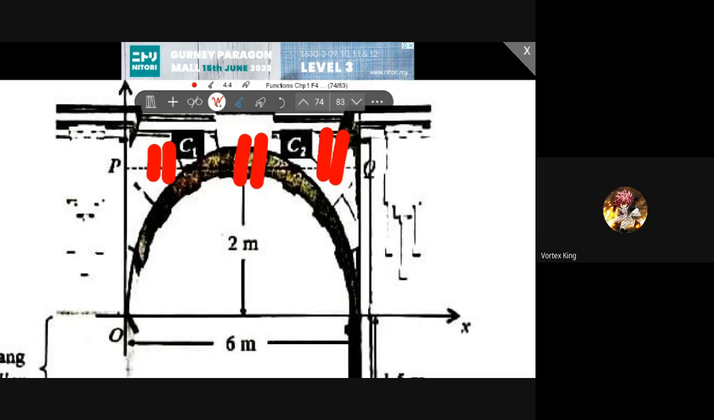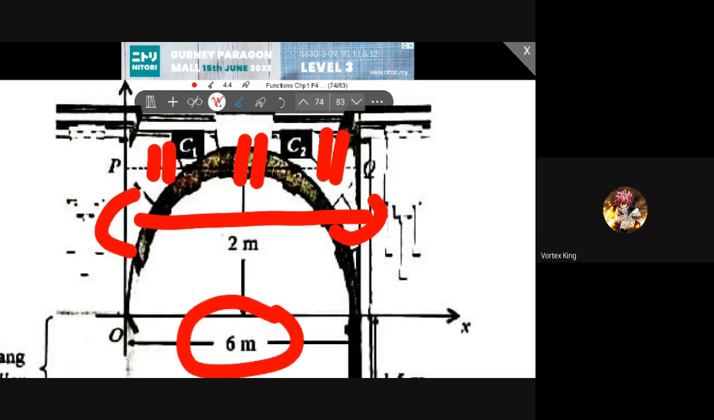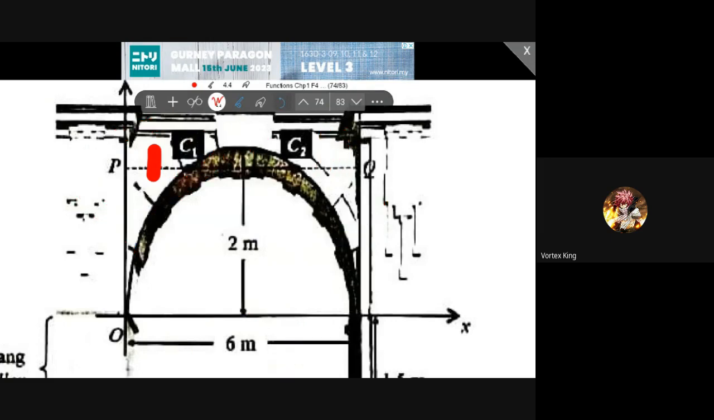Yes, correct. P to Q. Ini panjang, 6 meter. Soalan dah beri. The question I did give you a 6 meter. So now you have to find what is the length of PC1. So can you tell what's the length of PC1? Apa jarak antara PC1? Kalau semua jarak dia sama. Yes, that's what Sugan said. 6 over 3. Because 3 bahagian sama panjang. So akan jadi macam ni.